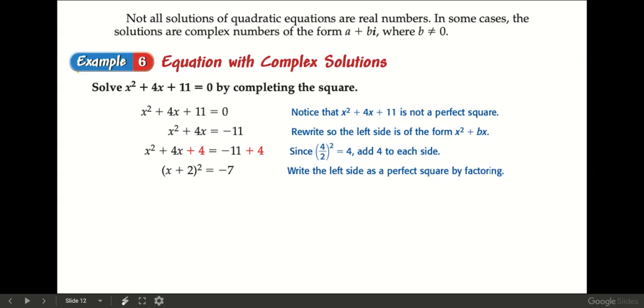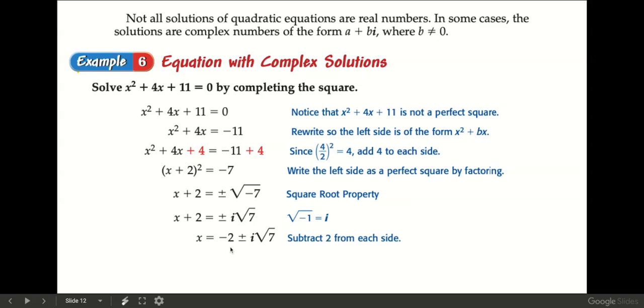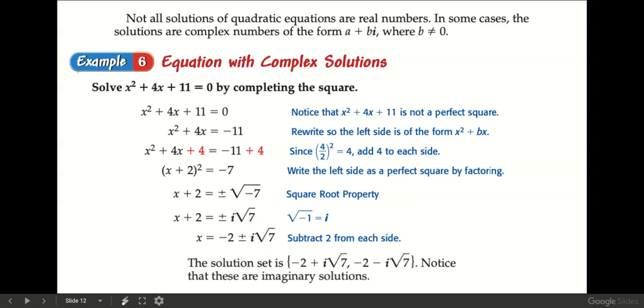Again, if I use the square root property, I would take the square root of both sides. And here you notice that you're going to have to take the square root of negative 7. And whenever you take the square root of a negative number, that's going to give you an imaginary number. You have to use that imaginary unit. So that's going to give me x plus 2 equals plus or minus i radical 7, right? Because the square root of negative 1 is i. And then I would subtract 2 from both sides, and I would get that x equals negative 2 plus or minus i radical 7. So that would be my solution, right? Negative 2 plus i radical 7 and negative 2 minus i radical 7.